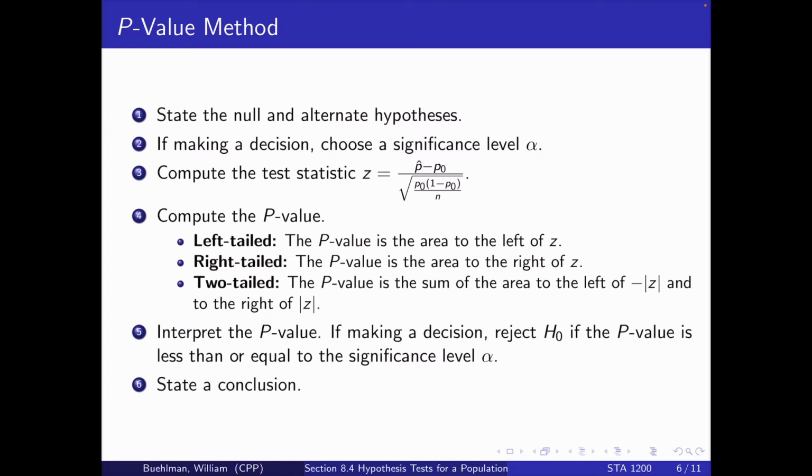Compute the p-value. If it's a left-tailed test, the p-value is the area to the left of z. If it's a right-tailed test, the p-value is the area to the right of z. And if it's a two-tailed test, the p-value is the sum of the areas to the left of negative z and to the right of positive z. Step 5, interpret the p-value. Again, if making a decision, reject the null if the p-value is less than or equal to the significance level of alpha. And finally, state your conclusion.